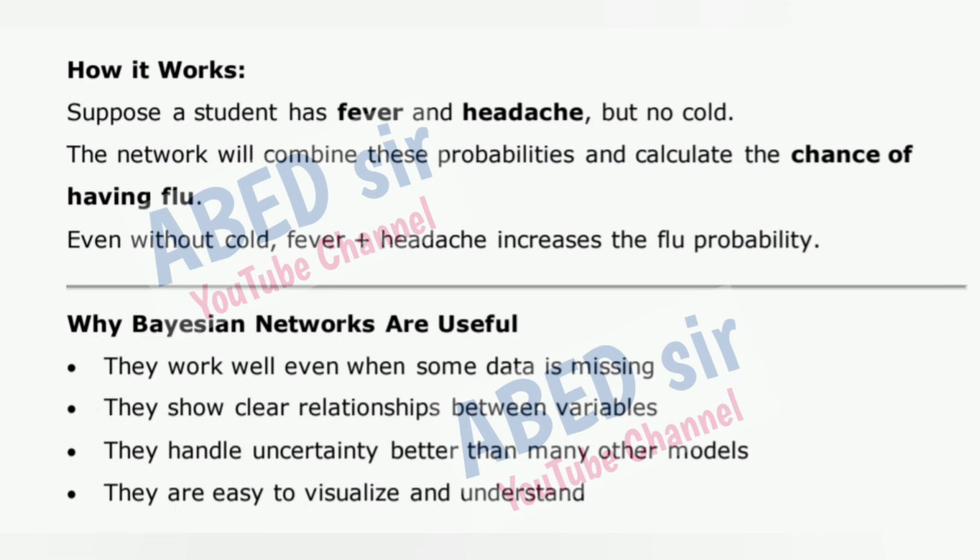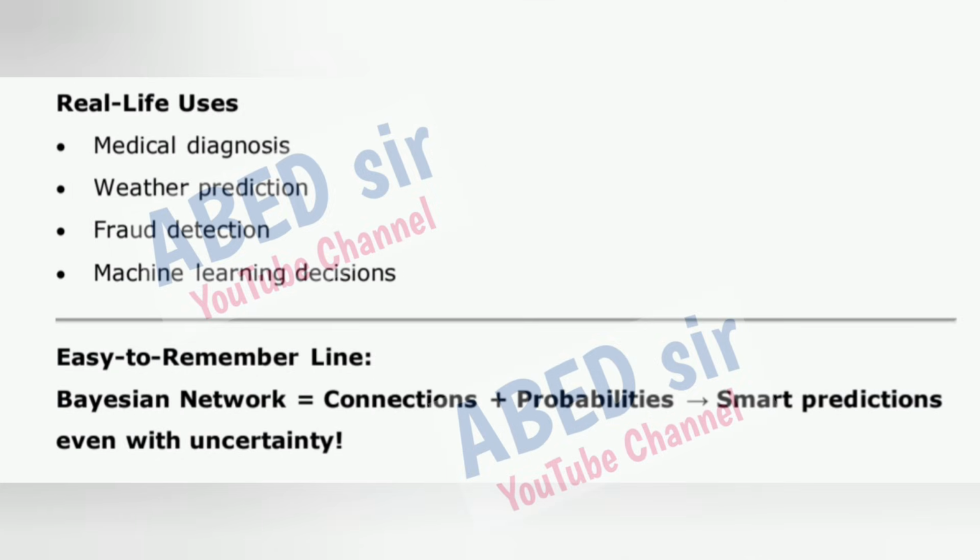Why are Bayesian networks useful? They work well even when some data is missing. They show clear relationships between variables. They handle uncertainty better than many other models. They are easy to visualize and understand. Real-life uses: medical diagnosis, weather prediction, fraud detection, machine learning decisions. Easy to remember line: Bayesian network is equal to connections plus probabilities, smart predictions even with uncertainty.